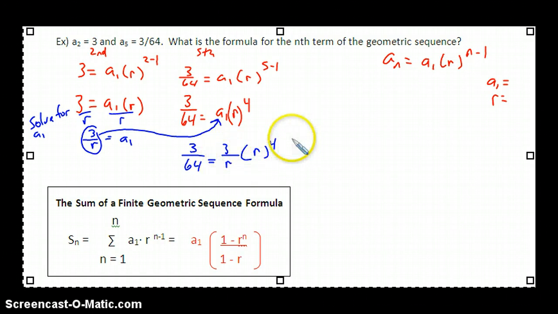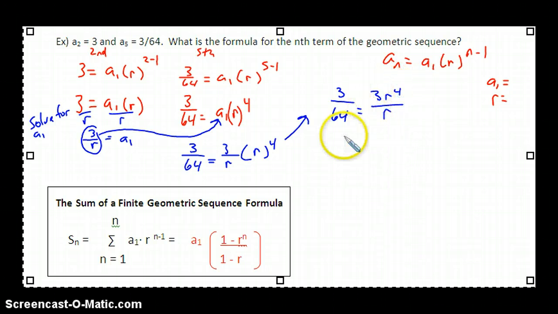So when I do that, I get 3 over 64 equals 3r to the fourth over r. Well, I can reduce this to make this just become 3r to the third, because these would reduce down to r cubed. And now to solve this, I would divide by 3, and it gives me 1 over 64 equals r to the third power.